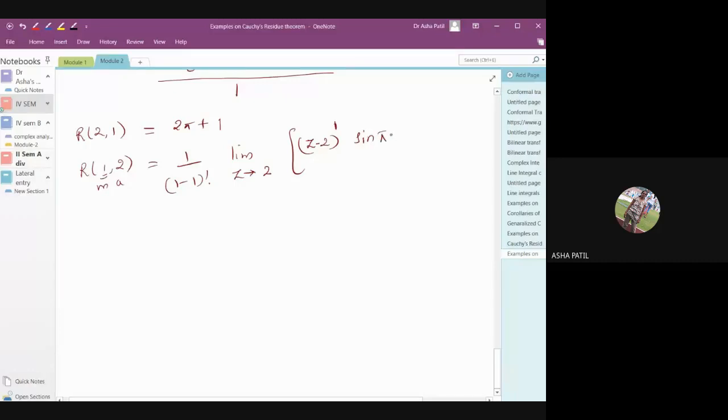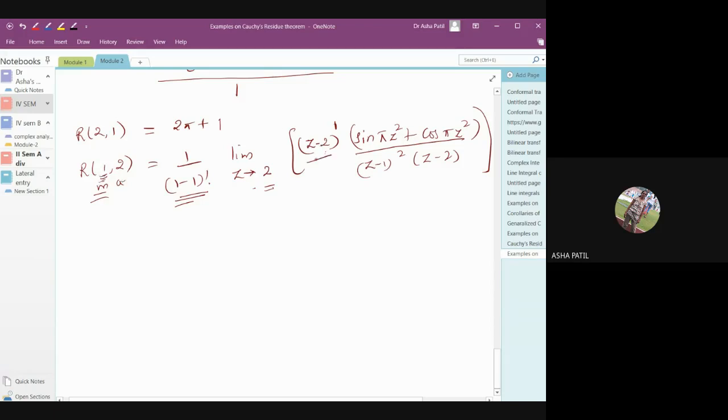Sin pi z square plus cos pi z square divided by z minus 1 whole square into z minus 2. Okay. The formula is 1 upon m minus 1 factorial. Our m is 1, so 1 minus 1 factorial. Limit as z tends to a, which is 2. Then we'll have the m minus 1th order derivative, but m is 1, so the 0th order derivative is there, we'll not write it, into z minus a raised to m. A is 2 again, z minus 2 raised to 1 it is.